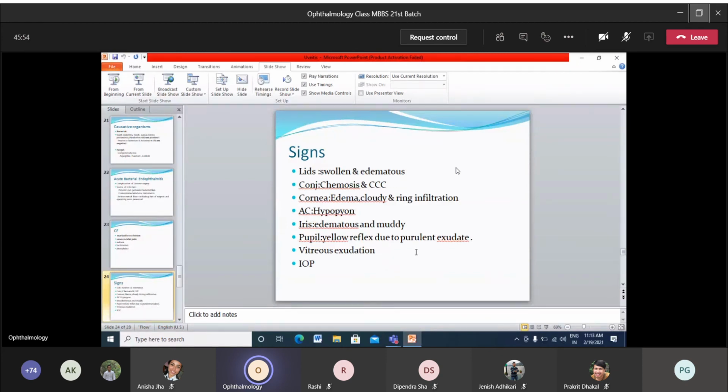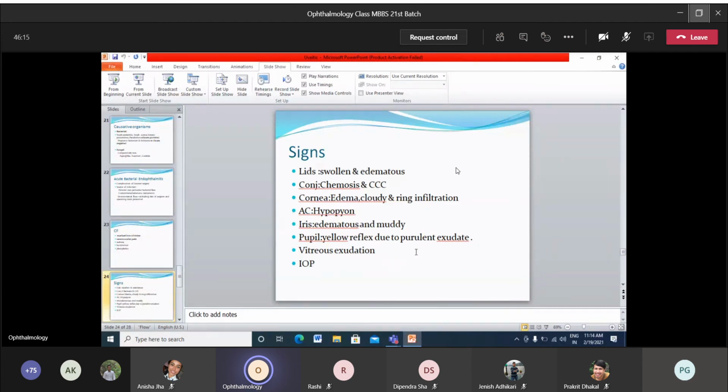and the pupil, because of purulent exudate in the anterior chamber as well as in the vitreous. There will be a yellow reflex due to the purulent exudate, and in the vitreous there will be exudation and the intraocular pressure will be high. So when you measure the IOP, it will be high. These are the signs which have to be looked for.